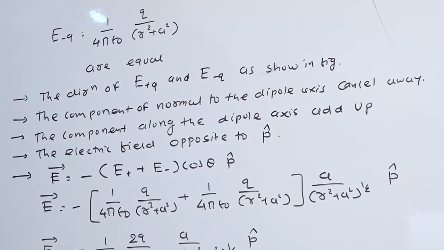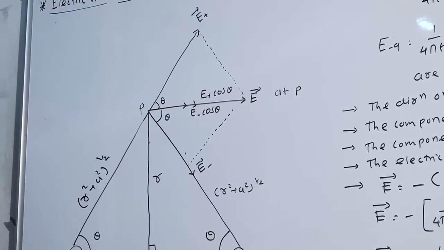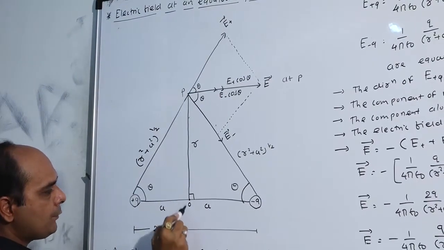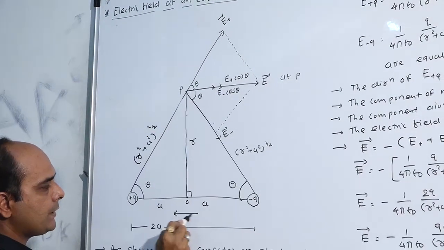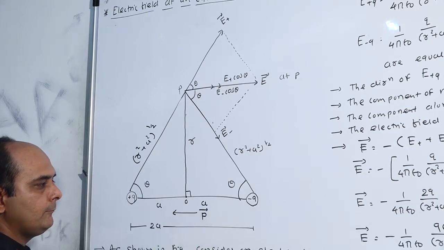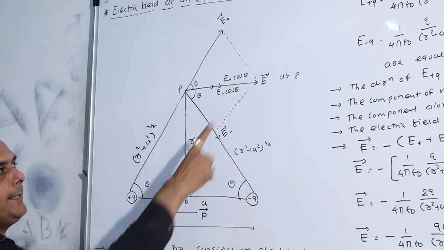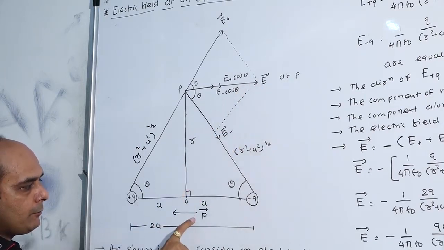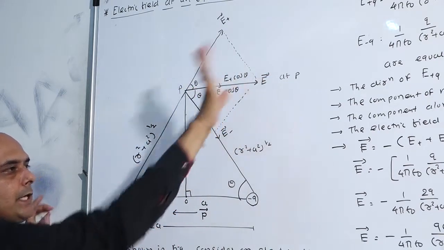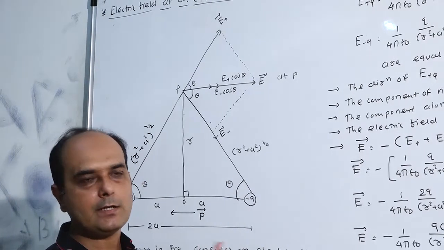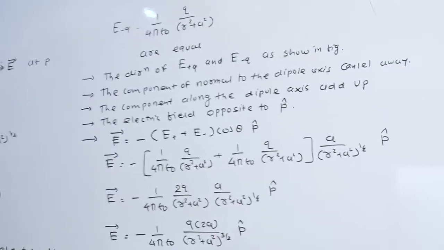Okay, students, this is our resultant electric field due to both charges, and this is the direction of the dipole moment. The direction of the dipole moment is from the negative charge to which charge? The positive charge. It is from the negative charge to the positive charge. The direction of the electric field and the direction of the dipole moment are in which direction? Opposite directions. So we place a minus sign.